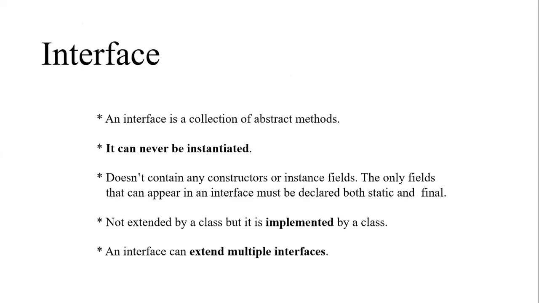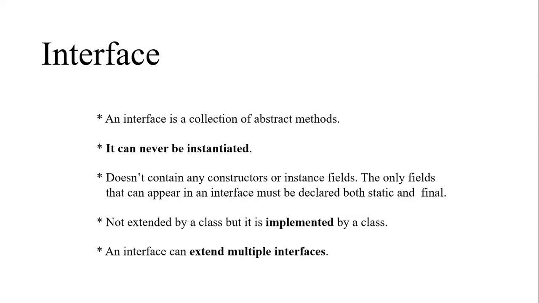An interface is a collection of abstract methods. It can never be instantiated, so it does not contain any constructors or instance fields, which I already told you. The only fields that can appear in an interface must be declared both static and final. It is not extended by a class. If a class has to use this interface, it has to implement it. It cannot directly extend it. It is not extended by a class, but it is implemented by a class.